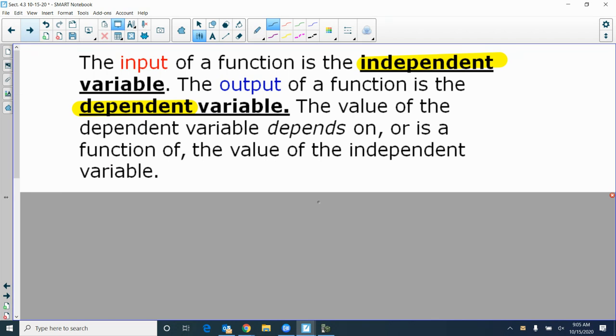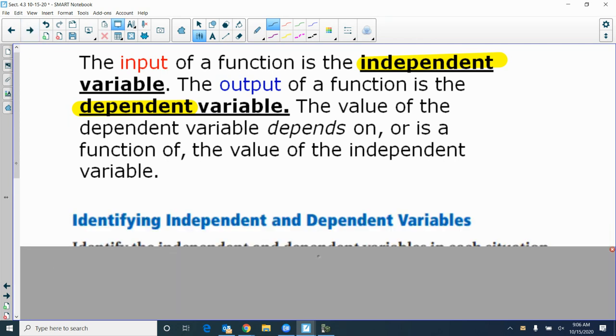So now we've talked about this before. We're going to continue. The input, like what you plug in, that's what we call the independent variable. The output, which is our y, is the dependent variable because it depends on what you plug in. The value of the dependent variable depends on or is a function of the independent.